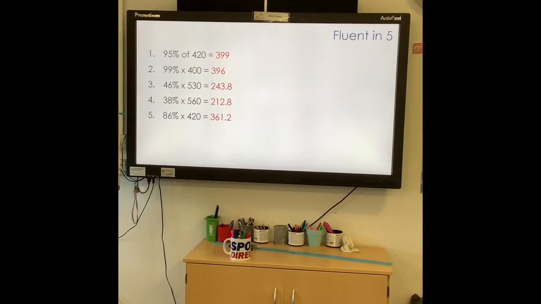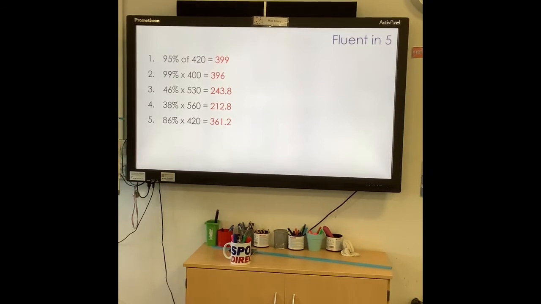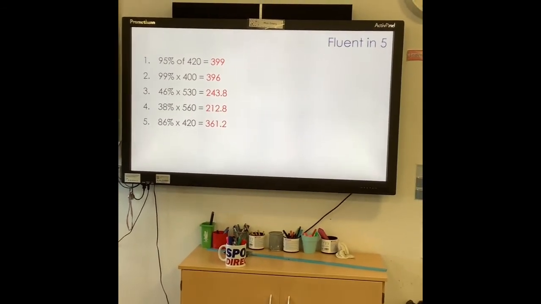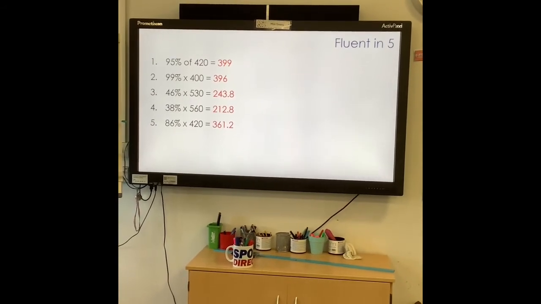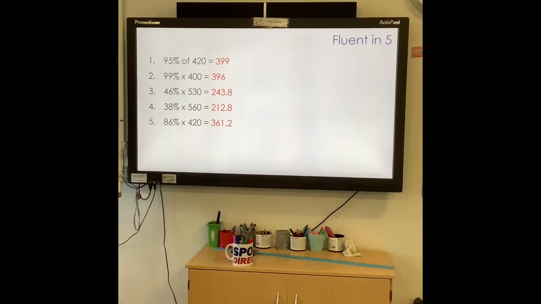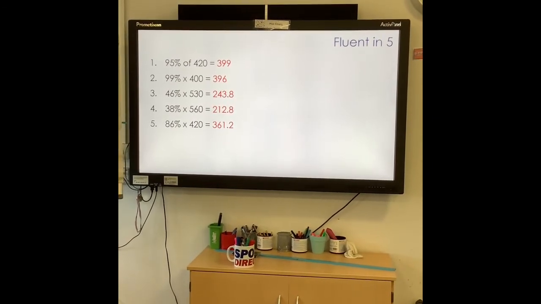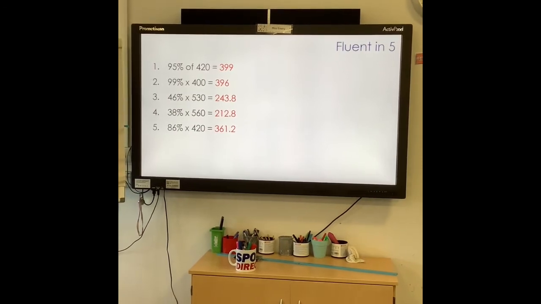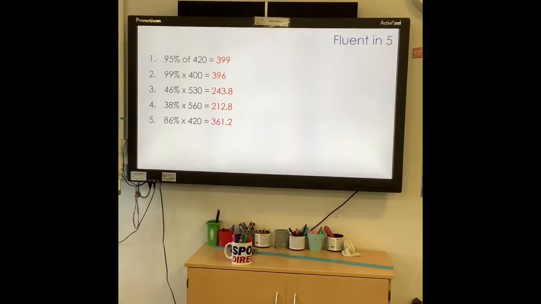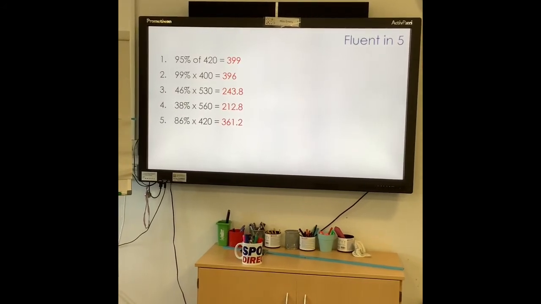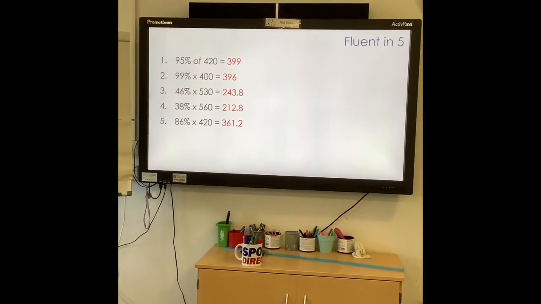Lastly, 86% of 420, or 86% times 420. For this one, you could have found 90% and taken away 4% to give you 86%, or you could have found 50% and 10% and added those together until you got 80, found 5% and 1%, added those together to get 6%. Whichever way you did it, if you got the answer, 361.2, very well done.